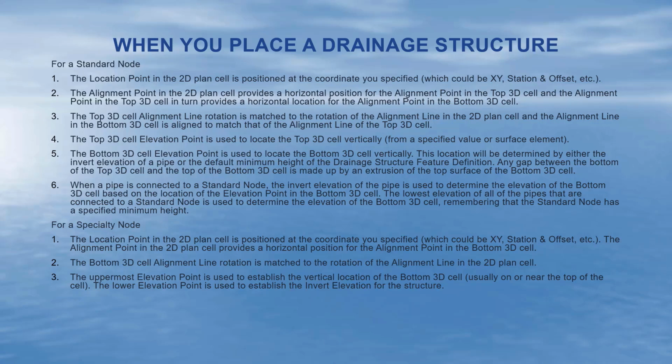Notice that there's no mention of a top 3D cell. That's because specialty nodes do not use top 3D cells. They only have bottom 3D cells. Again, the specialty nodes are things like end walls, MESs, FESs, junctions, and so forth.